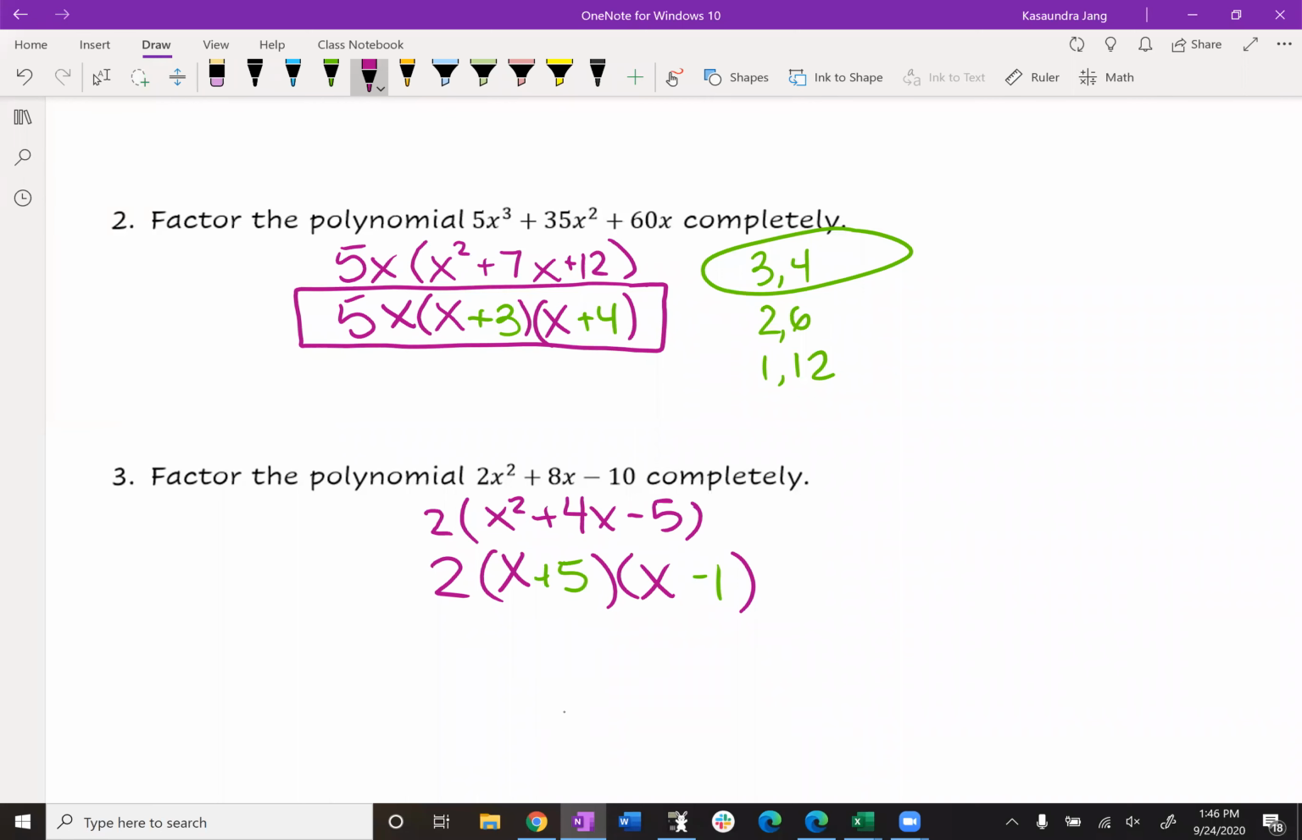All right, so is that as good as it's gonna get, or can I keep factoring? I see some, no. No, I can't keep factoring. This is my final answer. That is factored completely.